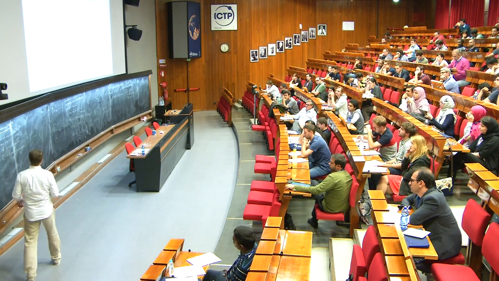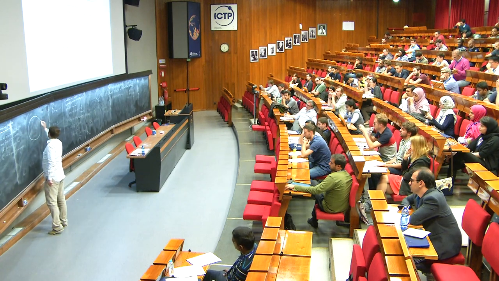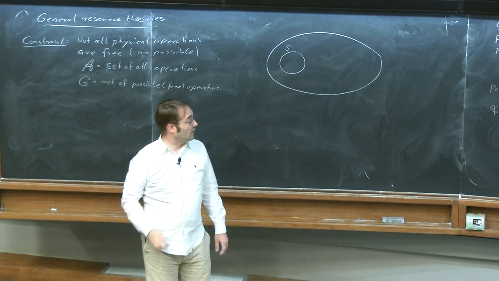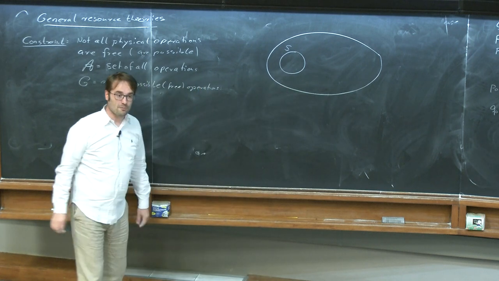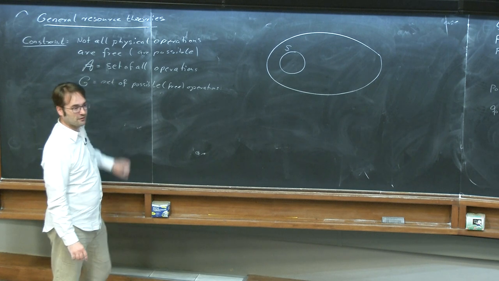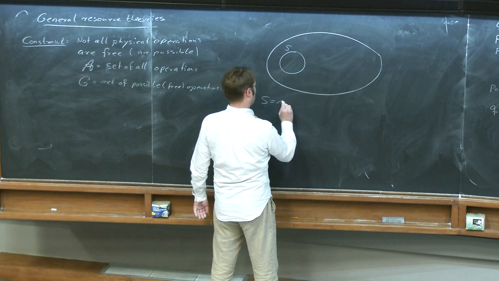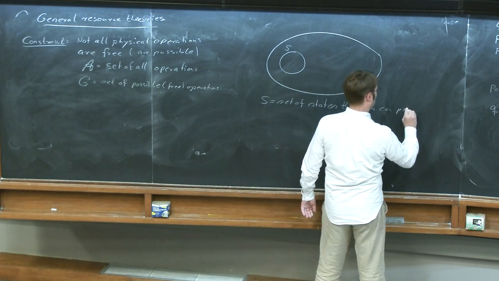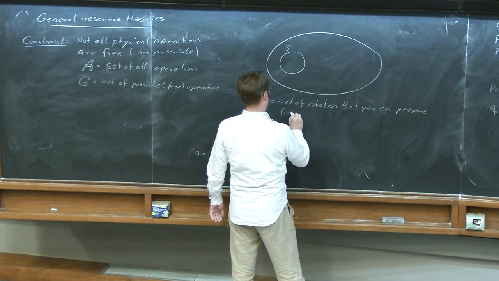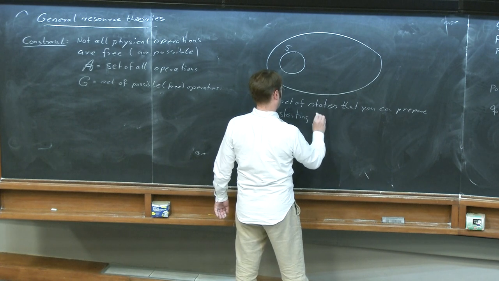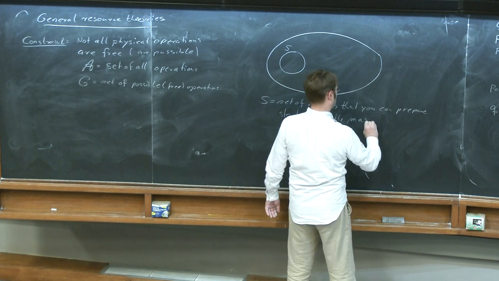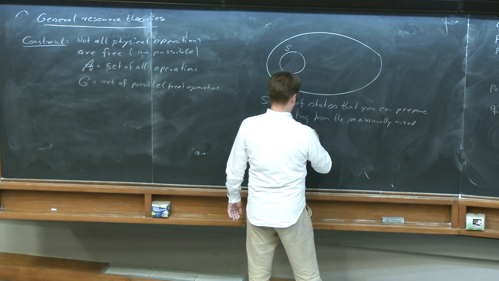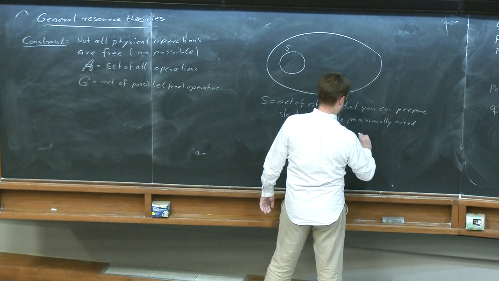So that's a possibility. Then here you have the set of states, and then you have here a subset of states. Let's call them S, the subset. Those are the states that you can prepare from the maximally mixed state using the free operations. So S is the set of states that you can prepare starting from the maximally mixed state using the free operations.